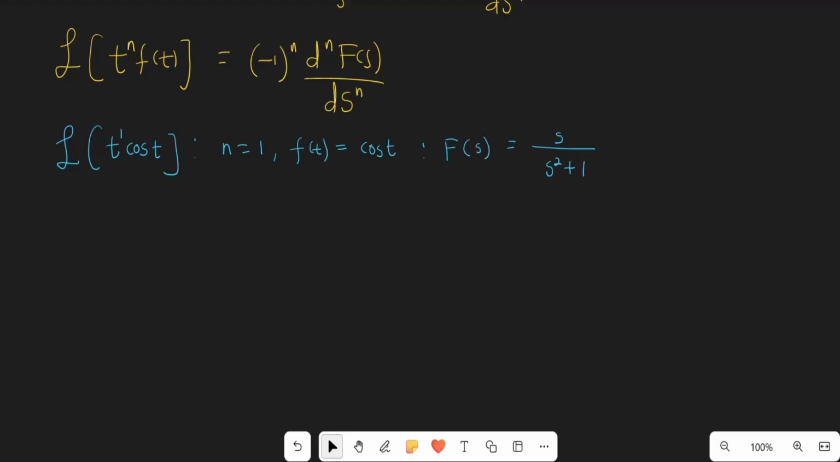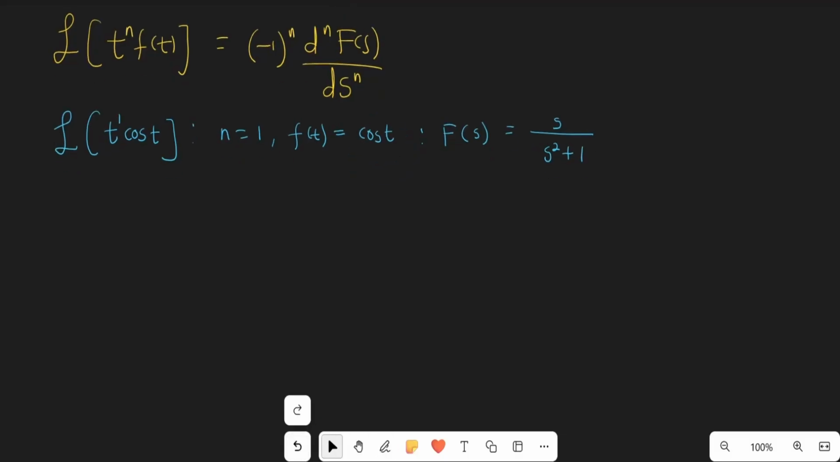So s over s squared plus 1 is the Laplace transform of the function cosine of t. Now that we have all this, we can find the Laplace transform of t multiplied by cosine of t. This is equal to, so we have negative 1. We are now going to use the formula that we found, negative 1 raised to the power n.